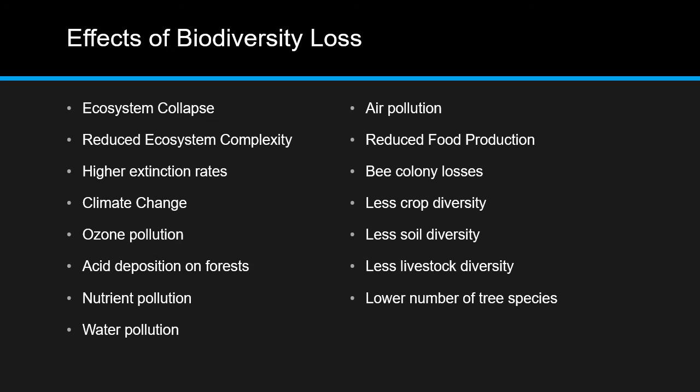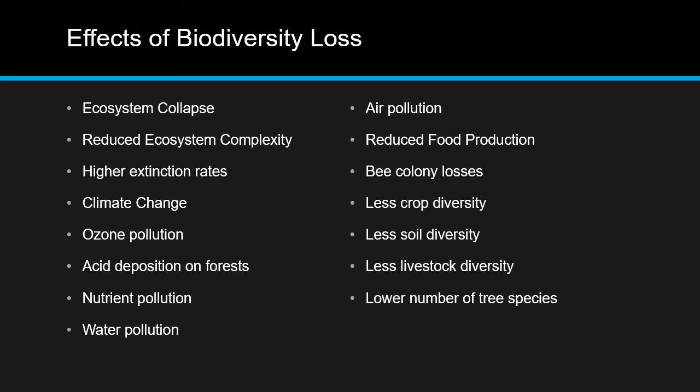Now, what is the effect of this? What is the effect of a reduction in biodiversity because of all of these mostly human activities? Well, the effects of biodiversity loss include ecosystem collapse, so the collapse of entire ecosystems. And if that ecosystem did not collapse, biodiversity loss can lead to reduced ecosystem complexity as well as higher extinction rates. So species can just go extinct because of biodiversity loss.